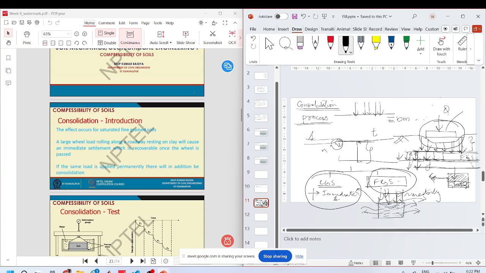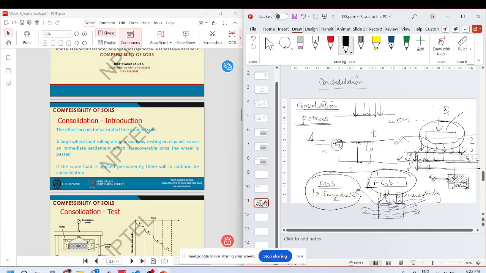Until now, whatever we have studied, we did not touch the topic of time dependence. So it is very important that consolidation is time dependent.